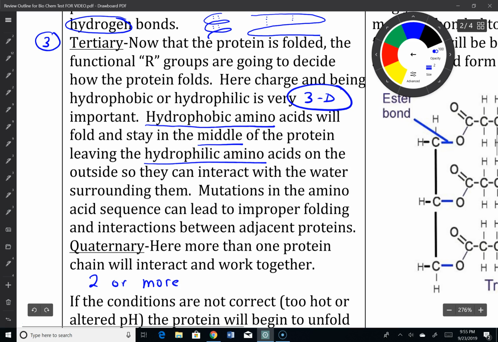So a good example would be something like hemoglobin, where you will have 1, 2, 3, and draw some black in there, 4, and you'll have 4 chains all working together and interacting, and any one mistake could cause a major problem. So in the case of sickle cell anemia, which is a genetic disorder, if one hemoglobin is not functioning correctly, it is the interaction between hemoglobin molecules, so between them, that's the problem.